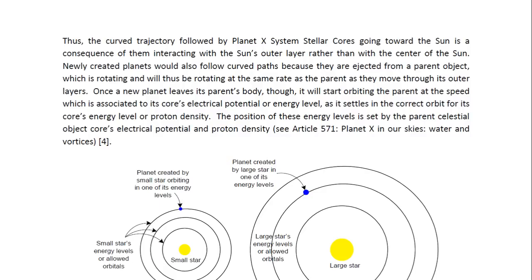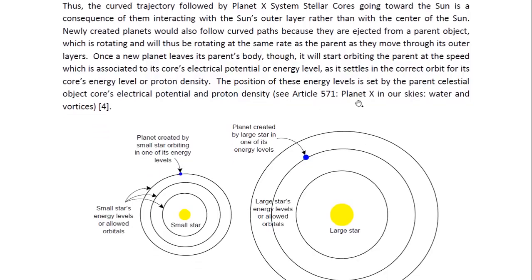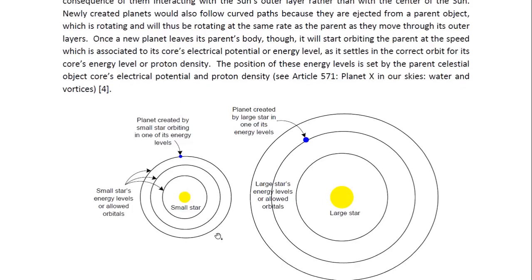Once a new planet leaves its parent's body, though, it will start orbiting the parent at the speed which is associated to its core's electric potential or energy level, as it settles in the correct orbit for its core's energy level or proton density. The position of these energy levels is set by the parent celestial object's core electrical potential and proton density. And you may look at Article 571 entitled Planet X in Our Skies, Water, and Vortices.